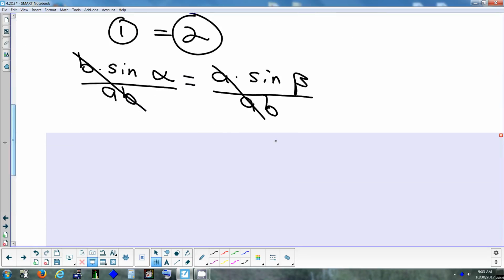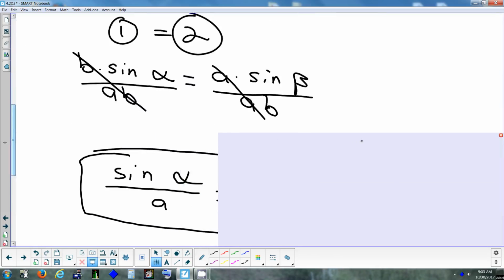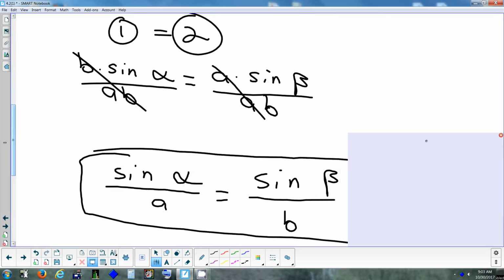So you have sine of alpha over A. So this is where I told you to leave a couple of lines. You could put that in right there. Sine of alpha over A equals sine of beta over B. And that's the 2 parts we did.